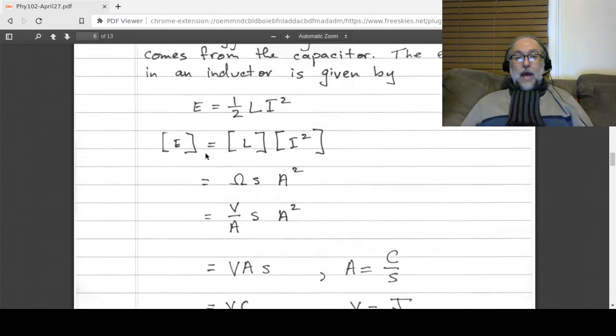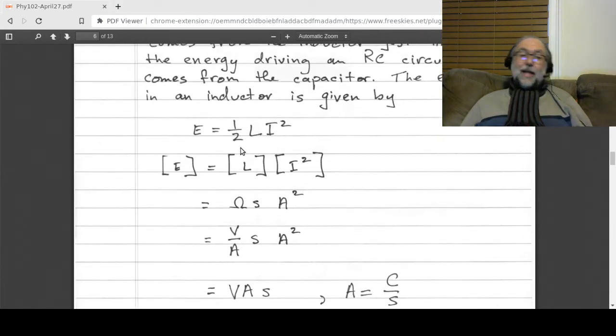So yeah, I didn't prove the one half in front, but the Li squared, at least, you know is some kind of an energy. So E is equal to one half Li squared.